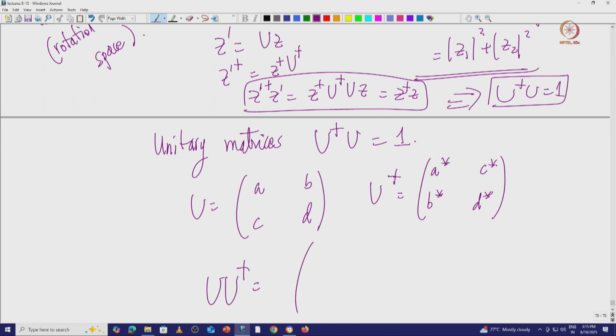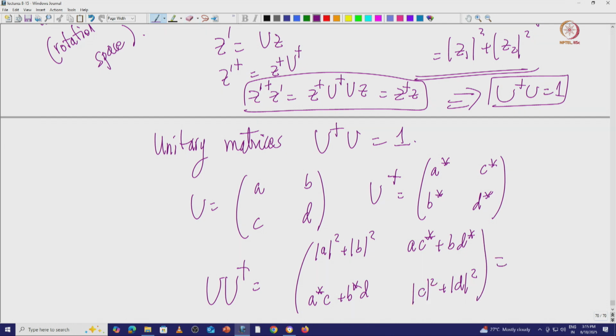Now I can multiply these two. So I have mod a square plus mod b square, now a c star plus b d star, then this is a star c plus b star d, and this is mod c square plus mod d square. Let me write it neatly. This entire thing, the condition should be that it should be equivalent to 1, so that is (1 0; 0 1).